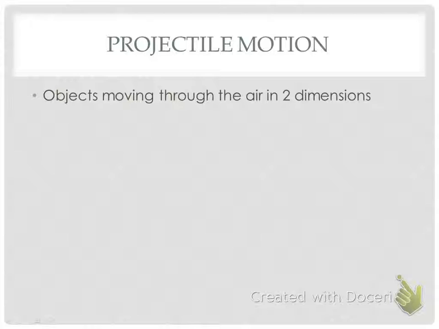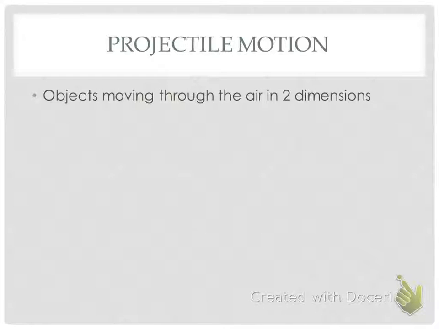So we're going to start talking about projectiles today, which means they have both horizontal and vertical motions. Projectiles are any object that moves through the air in 2 dimensions. So it's moving in both the x direction and the y direction. These are things that are actually moving through the air. These aren't flat coordinate plane type problems. These are things flying through the air.